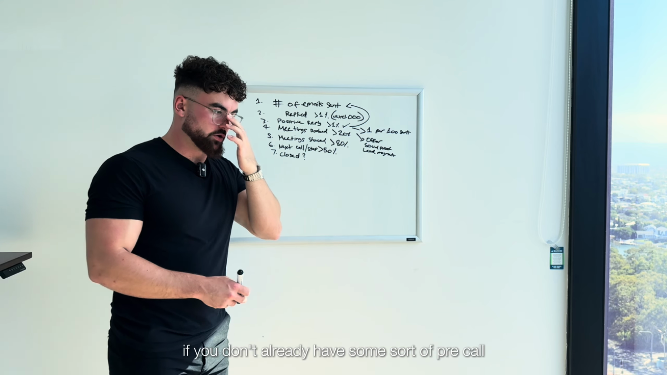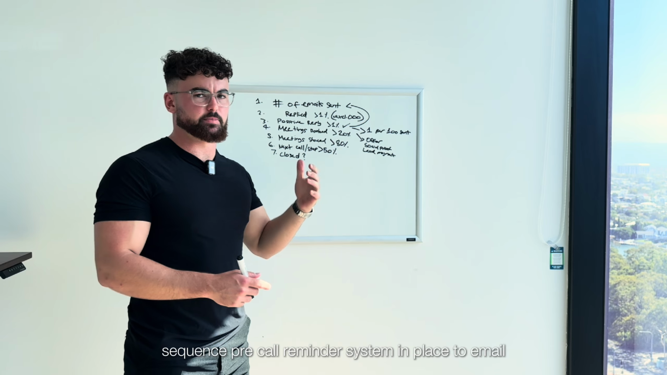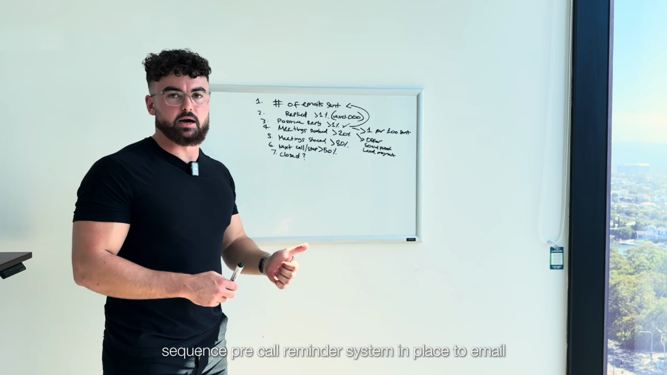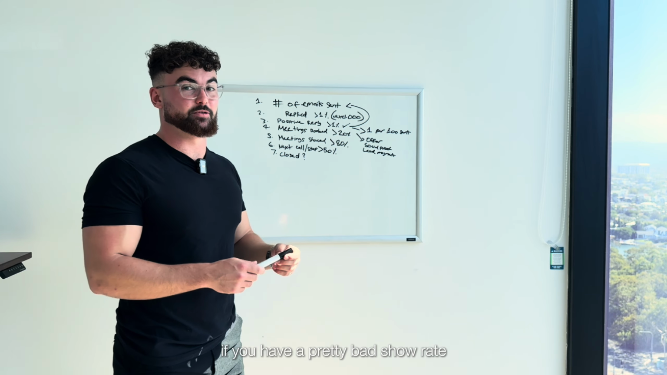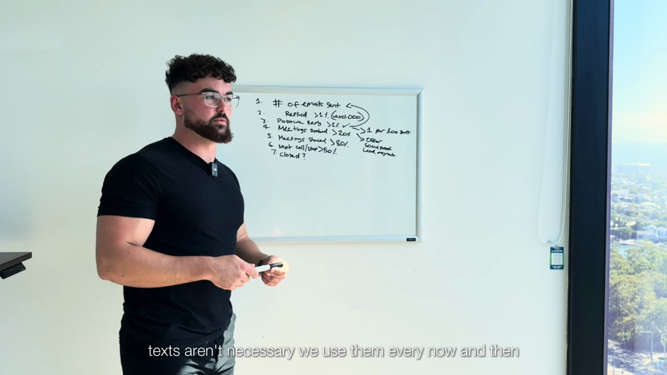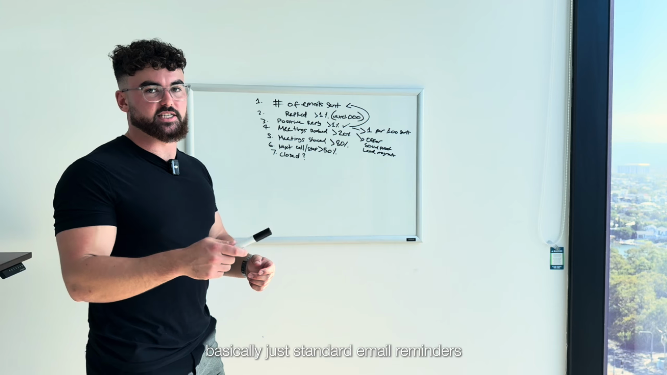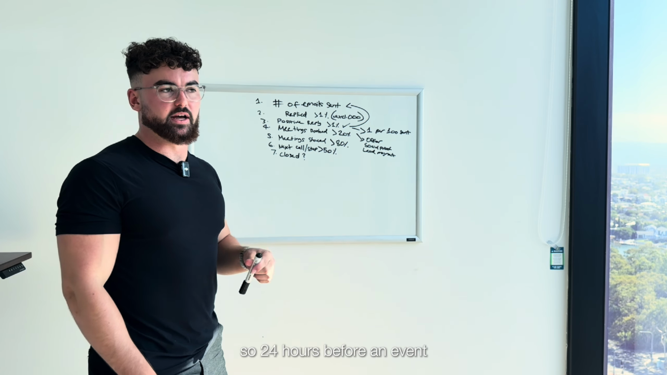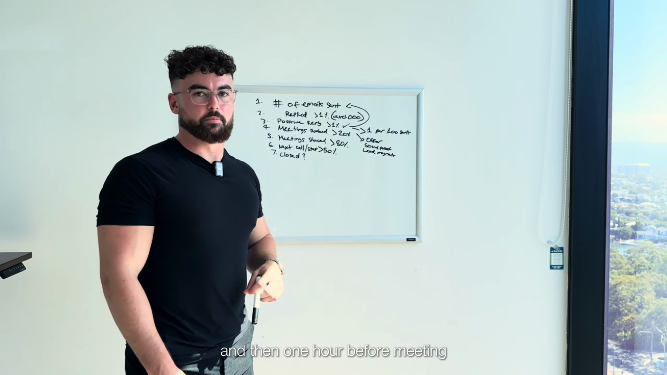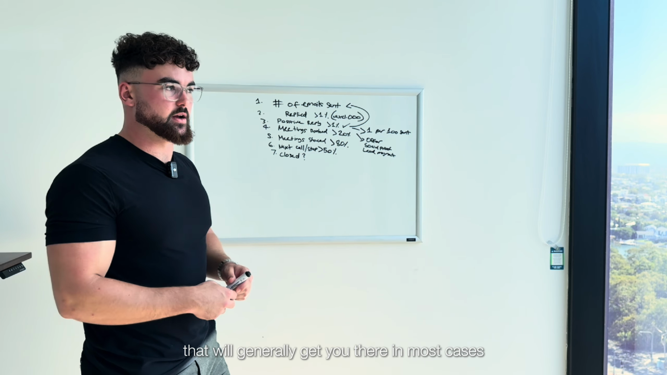So if you don't already have some sort of pre-call reminder system in place, make sure to email, and potentially text them if you have a pretty bad show rate. Texts aren't necessary, we use them every now and then, but basically just standard email reminders: 24 hours before an event, 4 hours before, and then 1 hour before a meeting. That will generally get you there in most cases.